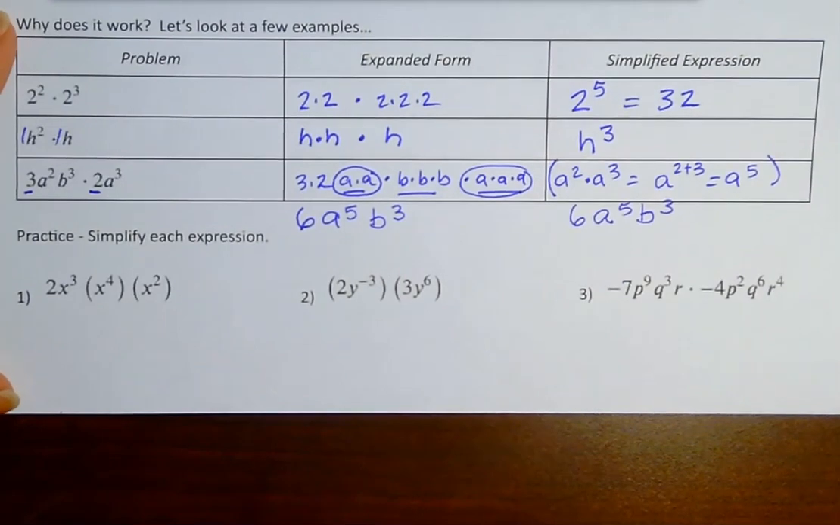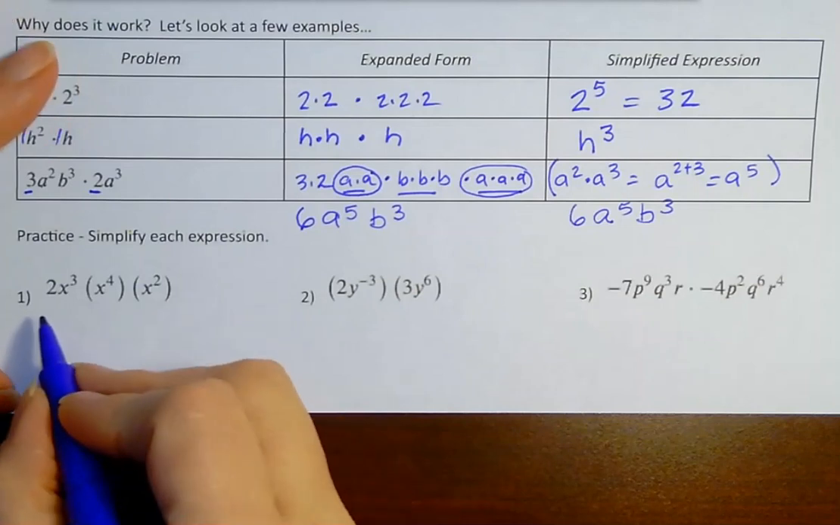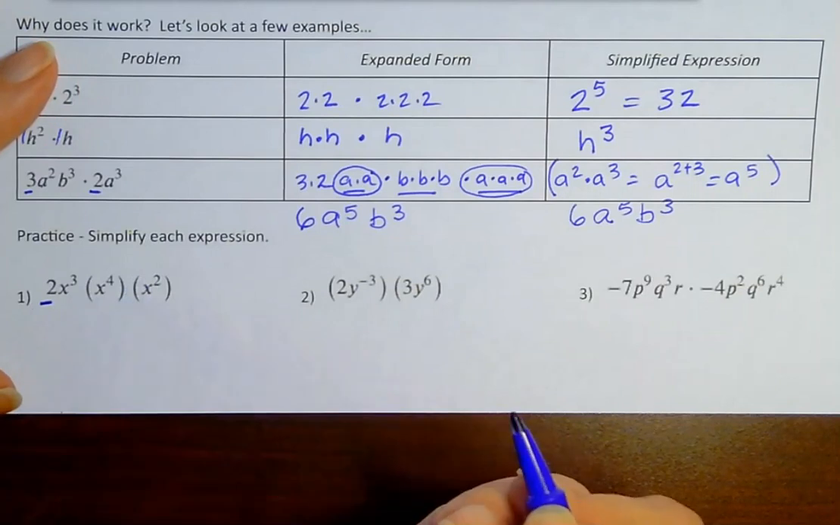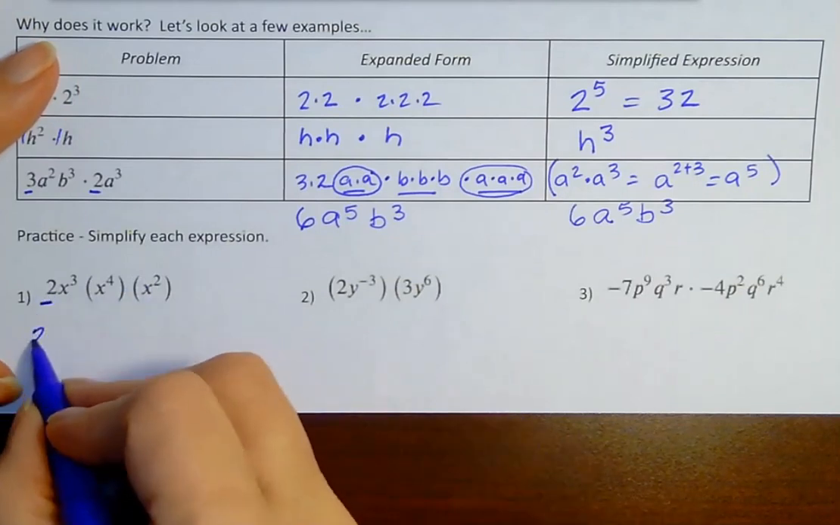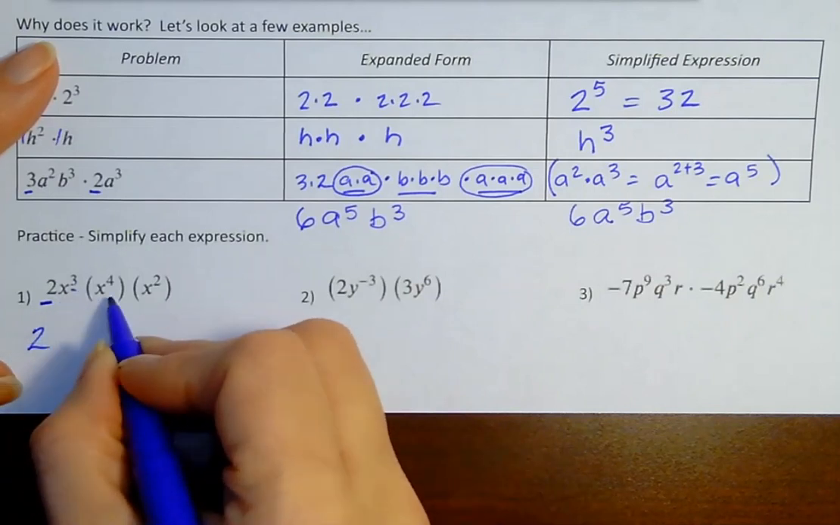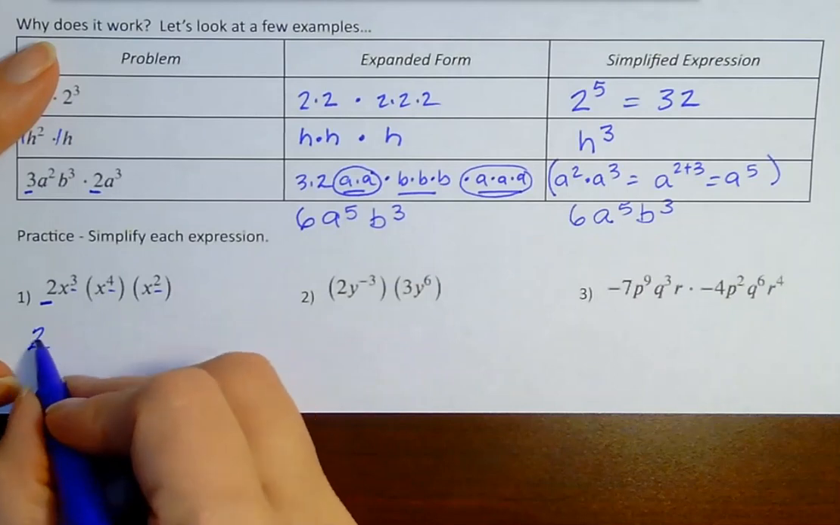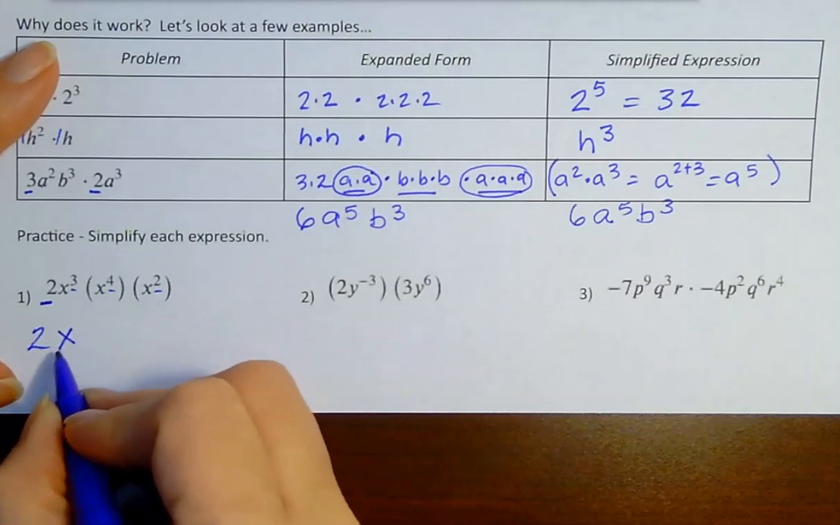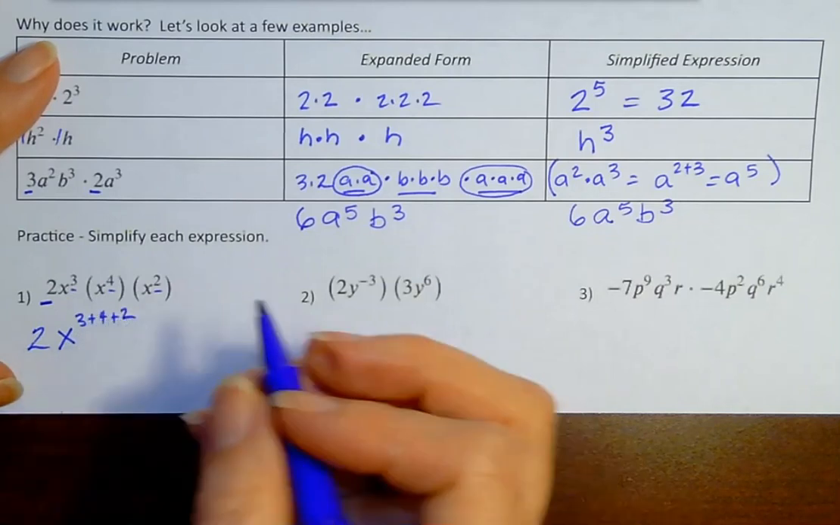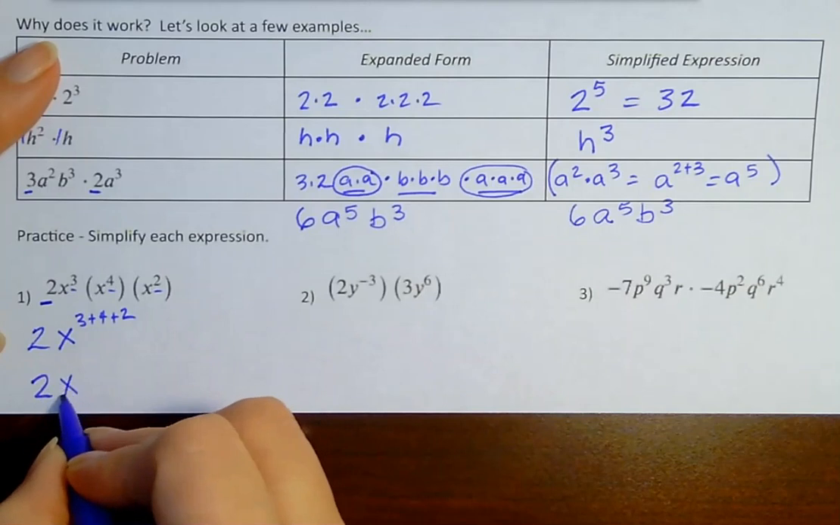All right, we're going to practice here. Remember, if we have the same base and we are multiplying a bunch of the same bases together, we get to add the exponents. I have 2 times an invisible 1 coefficient times an invisible 1 coefficient. So 2 is the number that stays as the coefficient. I have x to the 3rd times x to the 4th times x squared. So I'm going to keep my base, x, and I'm going to add those exponents together. So this really equals 2 times x to the 9th.